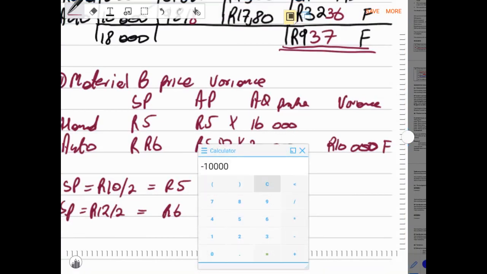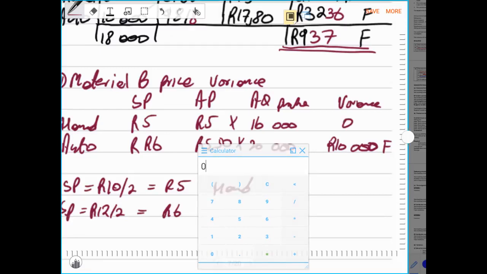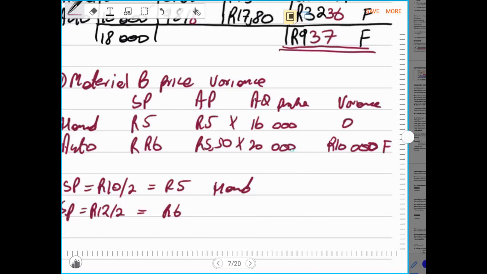Then for the first one, 5 minus 5 being 0, times 16,000, gives us 0 variance, meaning there was no variance in this case. Therefore the total here will end up being 10,000, a favorable variance.